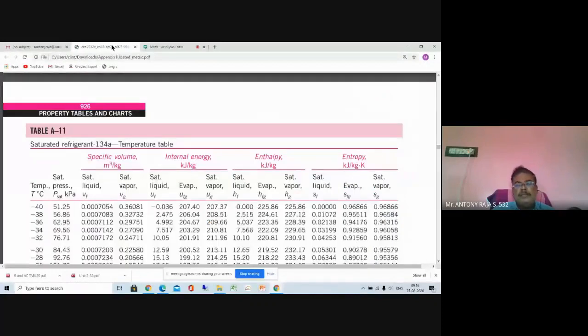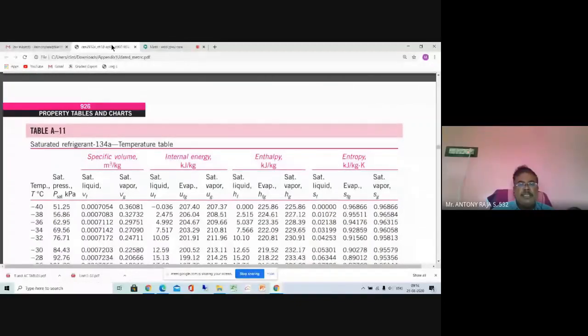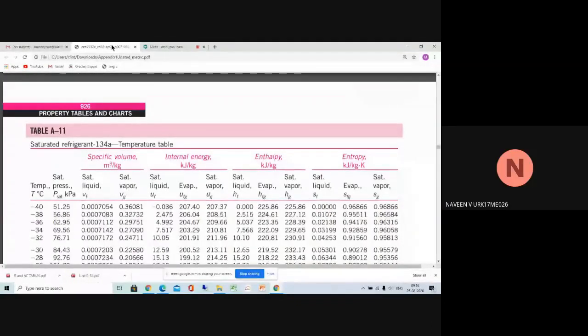Is it visible to everyone? Hello, anyone of you? Naveen, is Naveen there? Yes, sir. I shared the property table in chat. Is it visible? Yes, sir.